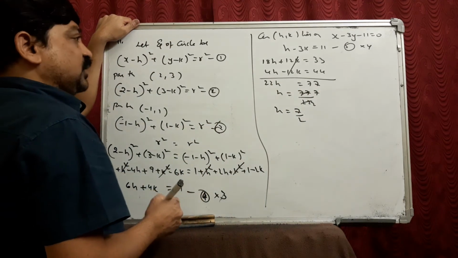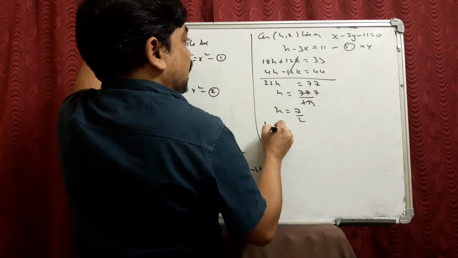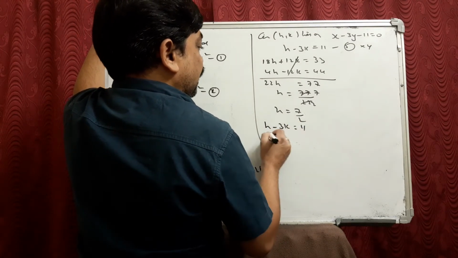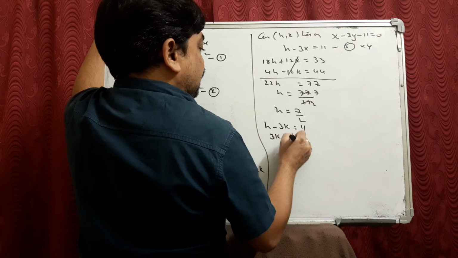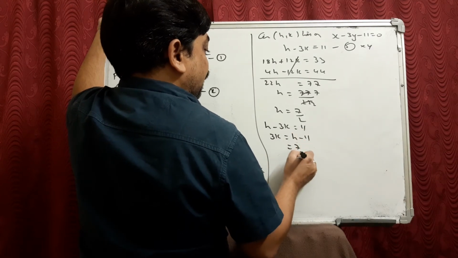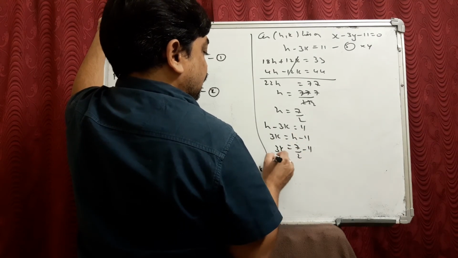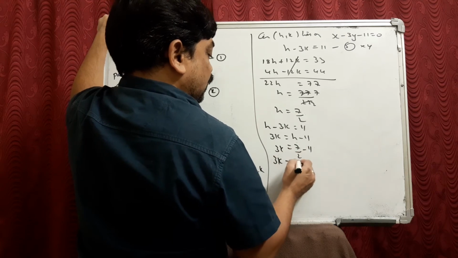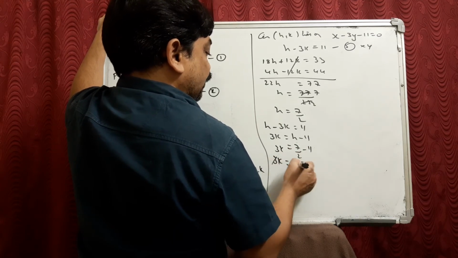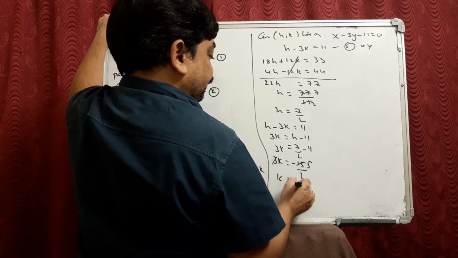After getting h, take any one of the equations. h minus 3k is equal to 11. 3k is equal to h minus 11. 7 by 2 minus 11. 3k is equal to 7 minus 22, minus 15 by 2. k is minus 5 by 2.